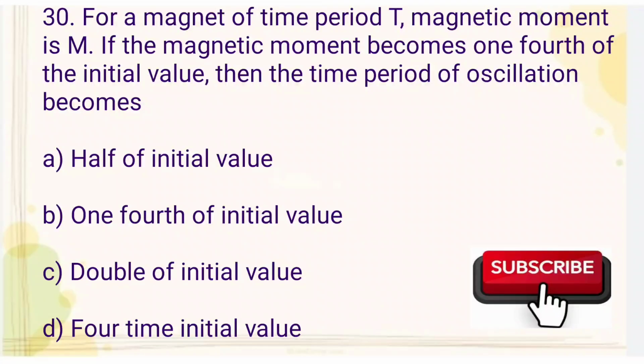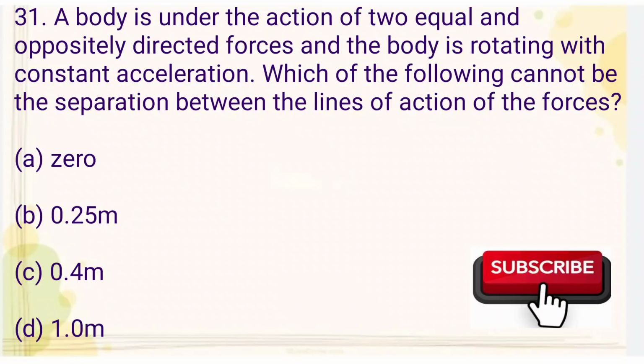For a magnet of time period T, magnetic moment is m. If the magnetic moment becomes 1/4 of the initial value, then the time period of oscillation becomes double of initial value. A body is under the action of two equal and oppositely directed forces and the body is rotating with constant acceleration. Which of the following cannot be the separation between the lines of action of the forces?